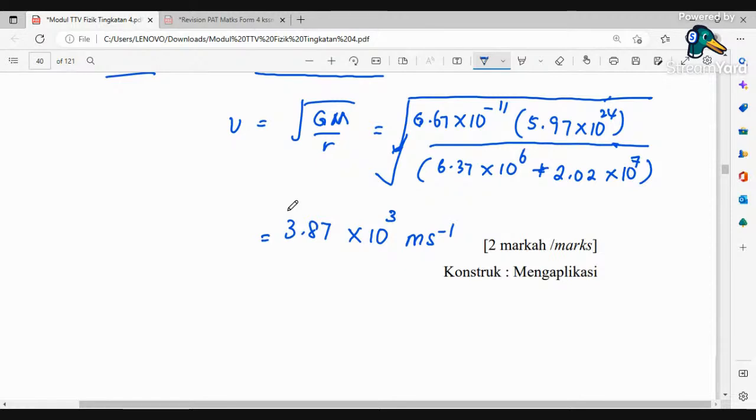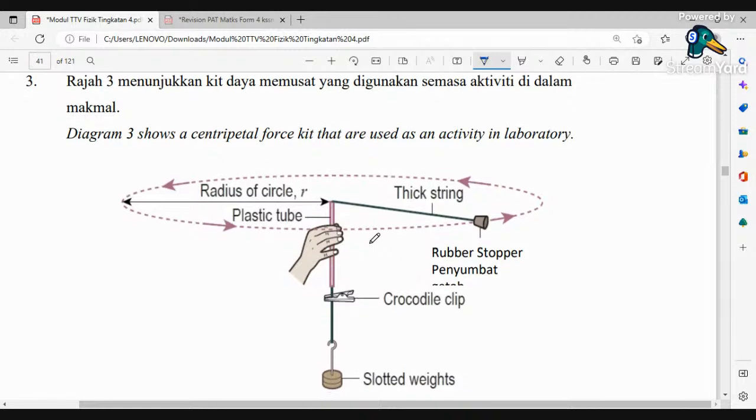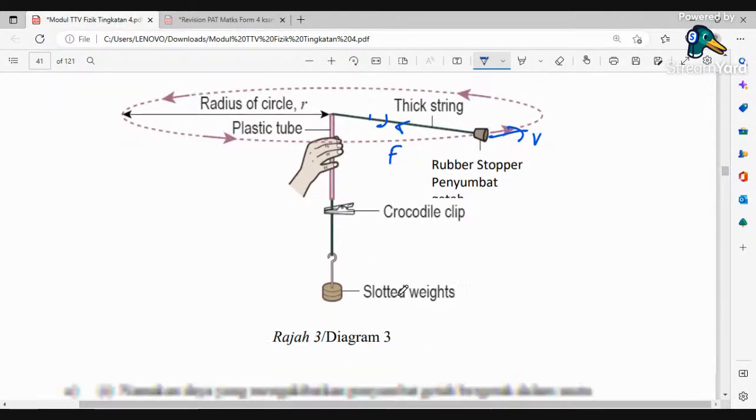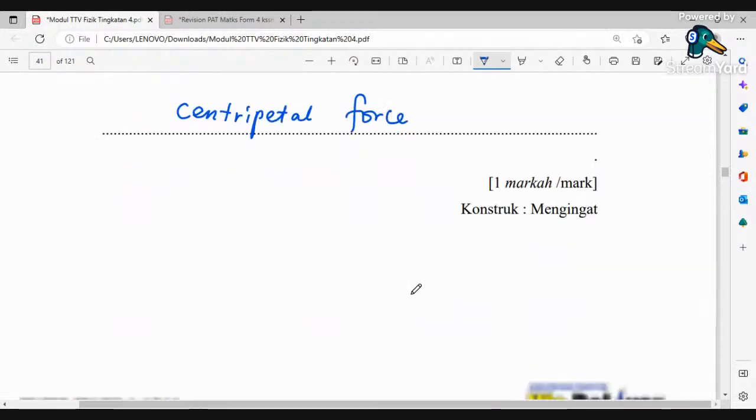Okay, number 3. Diagram 3 shows a centripetal force apparatus used as an activity in the lab, with a rubber stopper. There is a gravitational force, and there is a centripetal force. Name the force causing the rubber stopper to move in a circular path. We call it centripetal force. If an object moves in circular motion, it means there is a centripetal force.